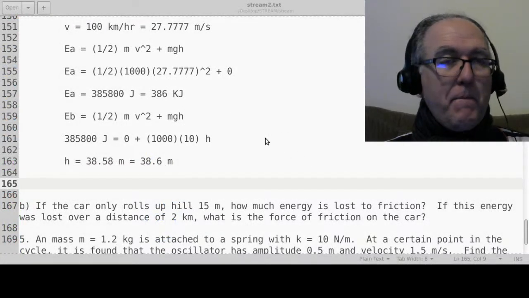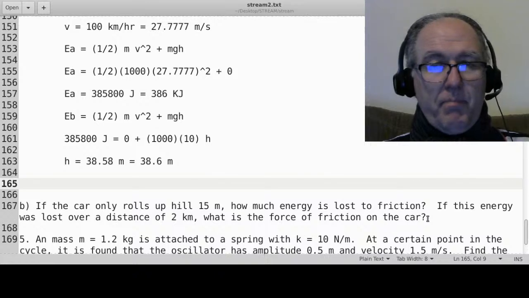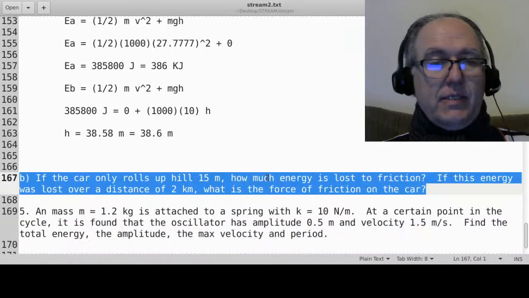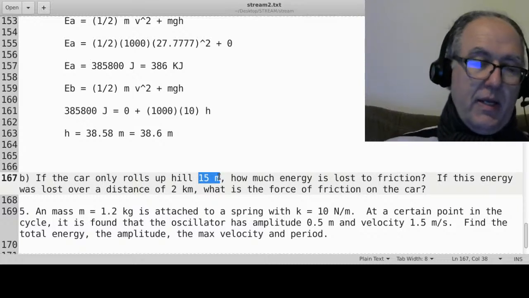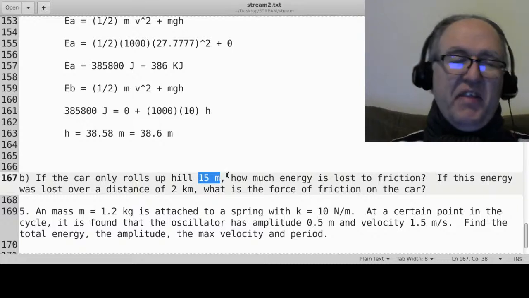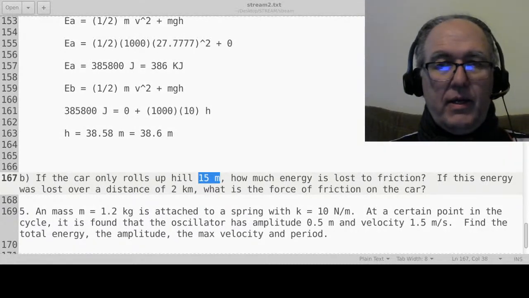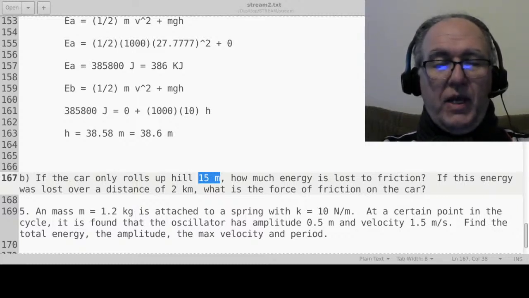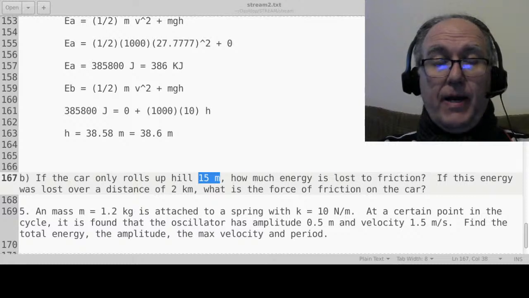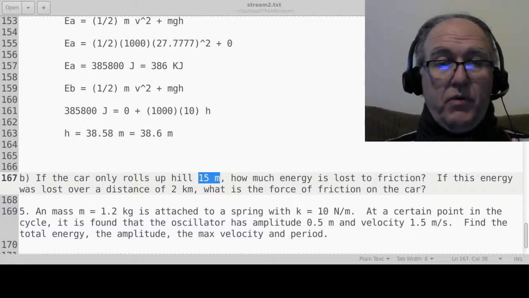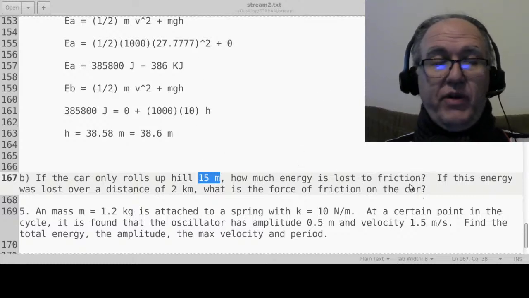This leads us to part B, and in part B it says the car actually only rolls uphill 15 meters. That would be roughly 50 feet or something like that. No, less than 50 feet. So you say, well, why did that happen? Why didn't it roll up quite as far? The answer is because there was friction. So how much energy is lost due to friction?